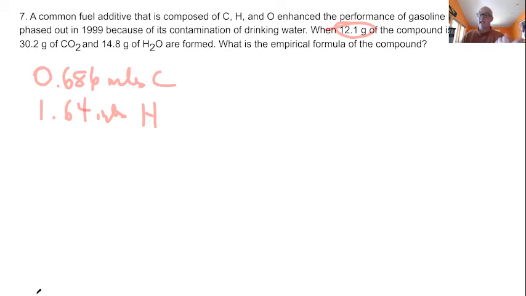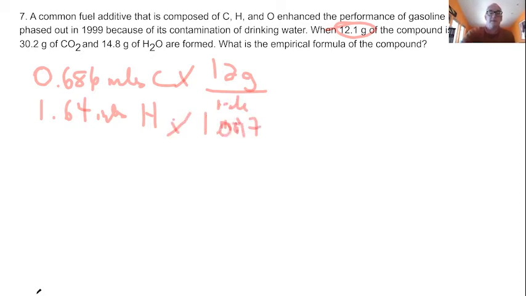The information I have now is moles of carbon and moles of hydrogen. Well, if I convert those two back to mass, then the remainder must be oxygen. So I'll just convert these two to masses. So carbon is 12 grams per mole, and hydrogen is like what, 1.07 grams per mole. And that'll give us grams.